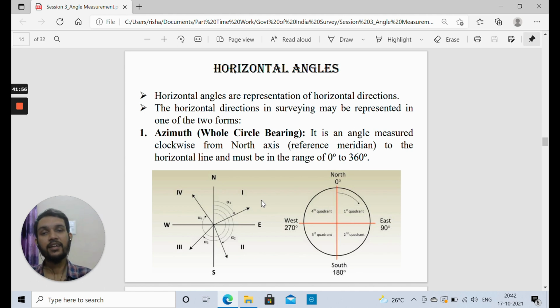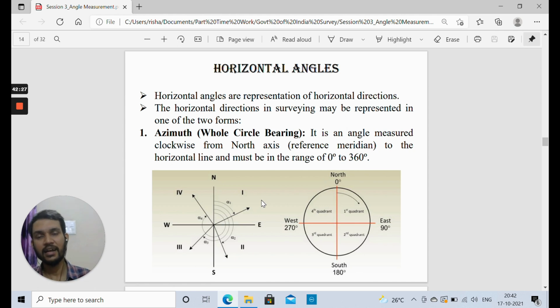For that, it is very necessary that we develop a very good understanding of the two horizontal angle measurement systems. First one is the whole circle bearing, also known as the azimuth. Azimuth is shown from 0 degree to 360 degree. Three things were required. First was the reference line or reference meridian. For measurement of azimuth or whole circle bearing, the reference axis that is used is the northern axis.